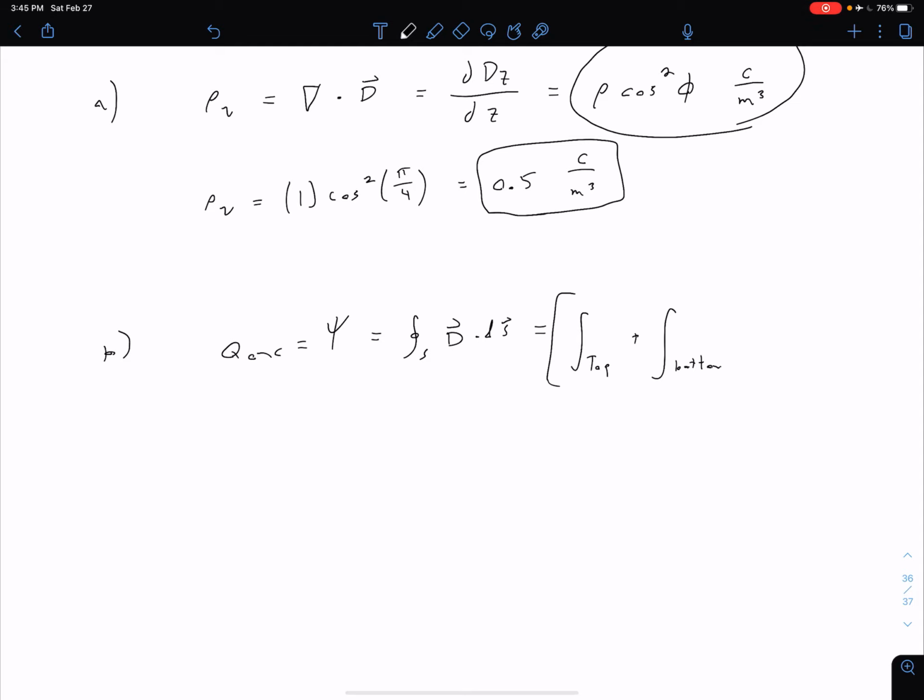and all of these are surface integrals. I'm just writing it with one integral for ease of writing. Plus the integral over the sides, and each one of those is going to be evaluated at D dot dS.